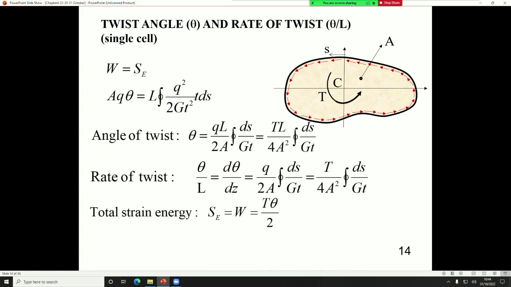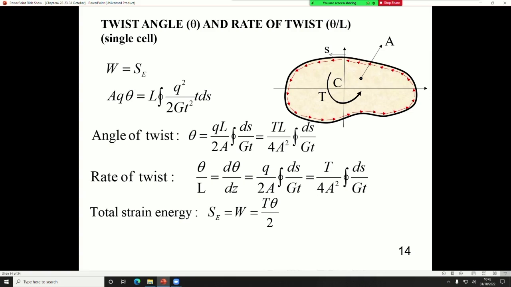Now, when you're finding the total energy stored, my advice to you is to use the last equation on this slide, T times theta over 2. You can use the other equation, but it's time consuming. You will get exactly the same answer. In the exam, I'm afraid some students go for this equation. It's just time consuming, finding the strain energy stored using the top equation. It is not wrong, it's absolutely correct. It just takes longer for you to find the energy stored. So if you have the torque applied and the angle of twist, T times theta divided by 2 gives you the work done or the energy stored.